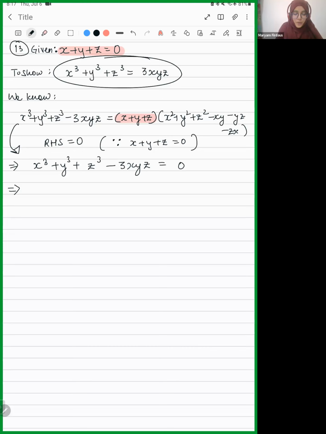Now all we have to do is look at the statement we need to show. What do we have to do now to get here? Take the minus 3xyz to the other side. Very good. We take it to the other side, and it equals 3xyz. Hence proved.